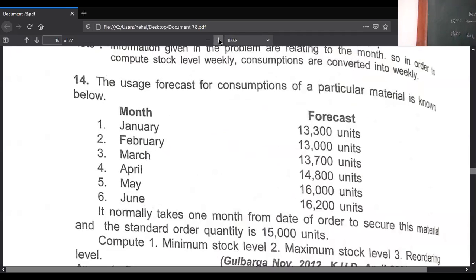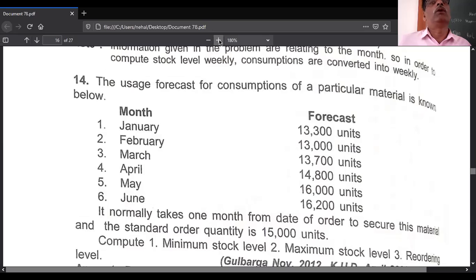Now you see example number 14. I will dictate, you solve in your book. How to solve this problem? Example number 14. The usage forecast for the consumption of a particular material is given below. Usage means use of material. The forecasted monthly consumption, monthly forecast is there: January, February, March, April, May, June. 6 months detailed information is given.